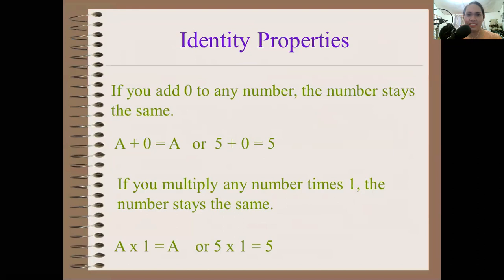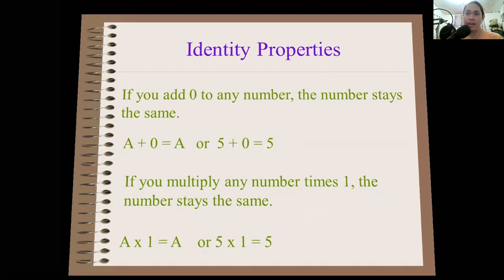Yes, exactly. So we can define the property formally. If you add 0 to any number, the number stays the same. As I have mentioned a while ago, a plus 0 is equal to a, or 5 plus 0 is equal to 5. If you multiply any number times 1, the number stays the same. A times 1 is equal to a, or 5 times 1 is equal to 5.